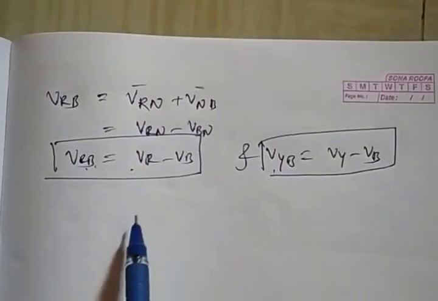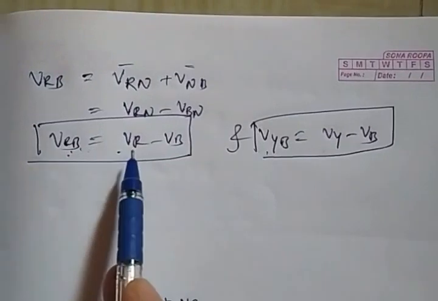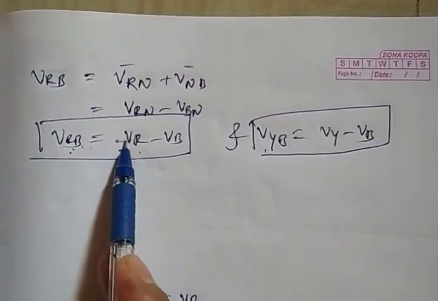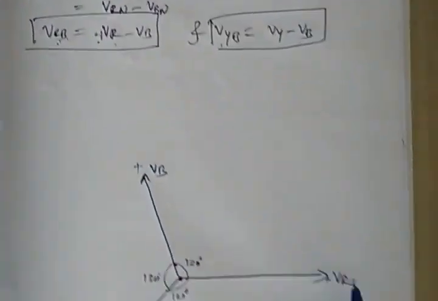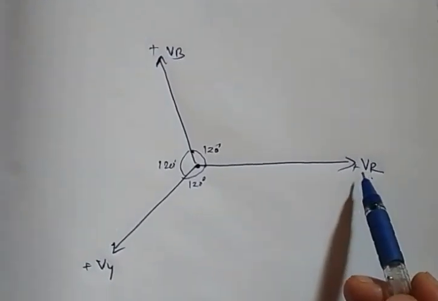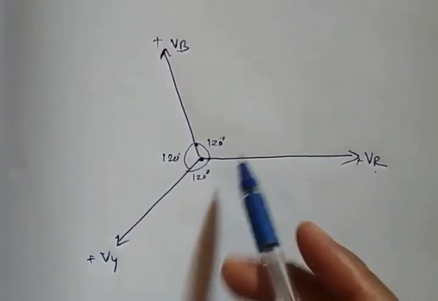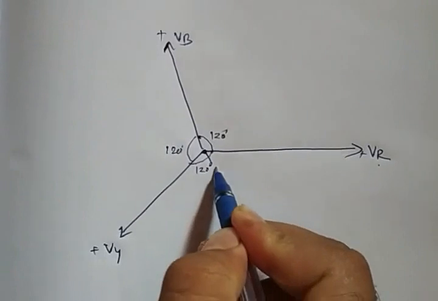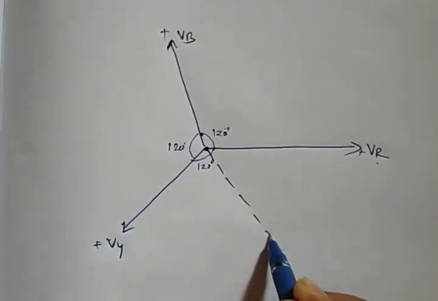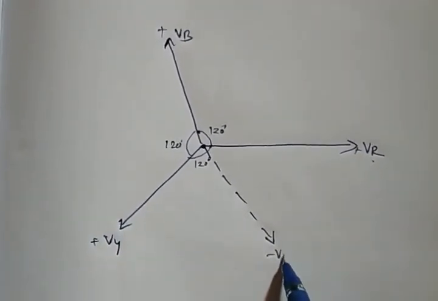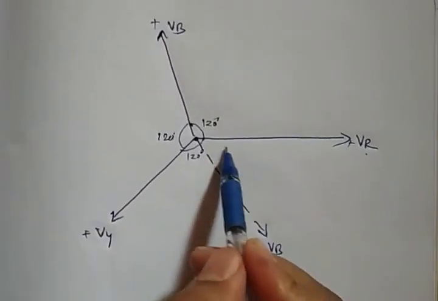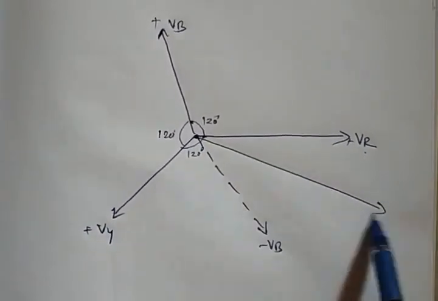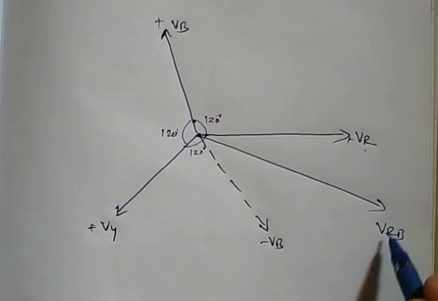So what we get? We need to get VRB, that is VR minus VB. Plus VR is available here, minus VB: this is plus VB, and exactly opposite to this you will get minus VB. And the resultant of this is VRB.